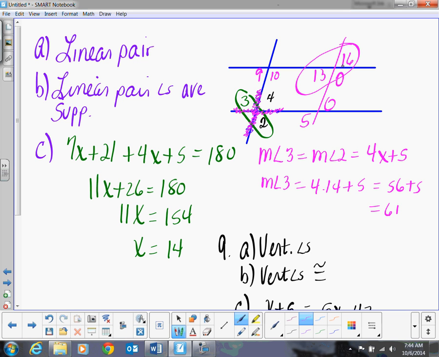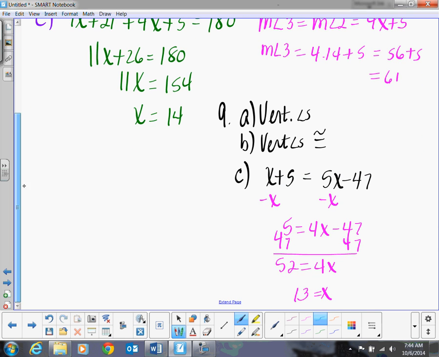So now you're going to have to go through some thinking process. Here's 13. What do you know about 13 and 5? Corresponding, so they're equal. What's the relationship between 5 and 2? Same side interior, therefore they are supplementary.